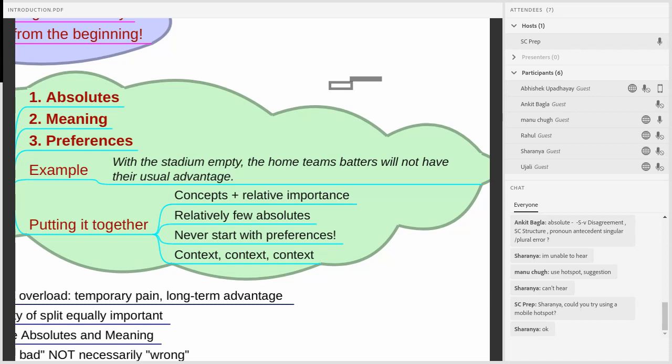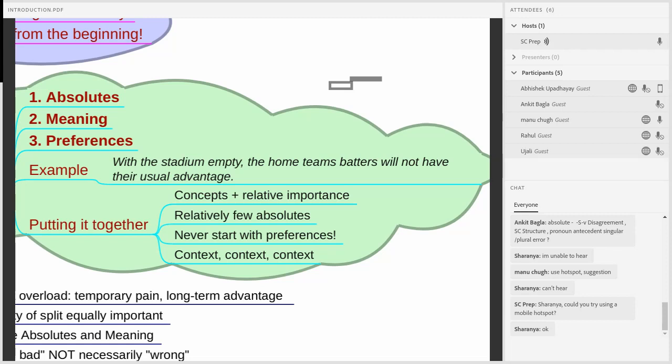Does something have to do with the tenses? Which tense are you looking at? The home team's batters will not. So with the stadium empty is talking about the present situation, and the home team batters will not is talking about something in the future.